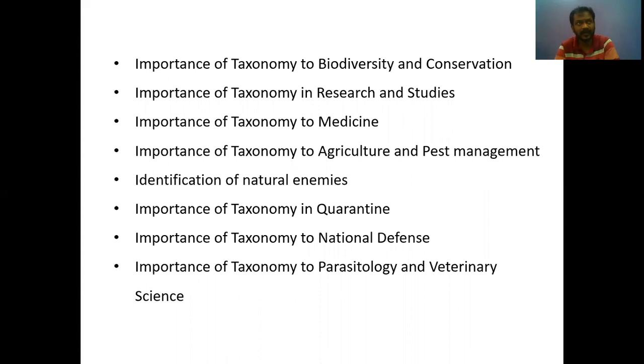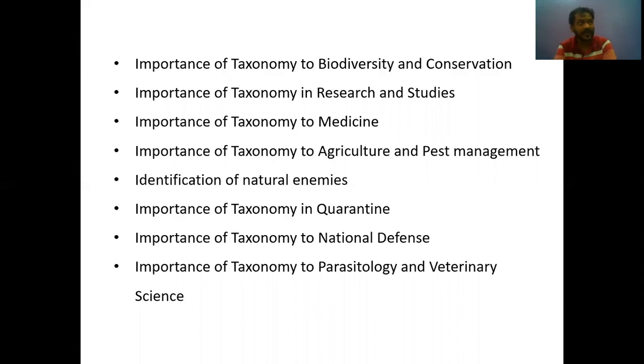So what is the importance of learning taxonomy, and in which fields is it used? Taxonomy is mostly useful in biodiversity and conservation, in research and studies, in medicine, in pest management and agriculture. For identifying natural enemies, taxonomy is very useful. It is also useful in quarantine, national defense, veterinary sciences and parasitology. So the importance of taxonomy is seen in each and every field of interest.